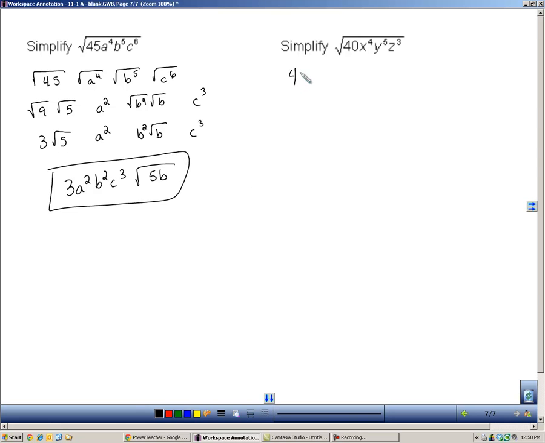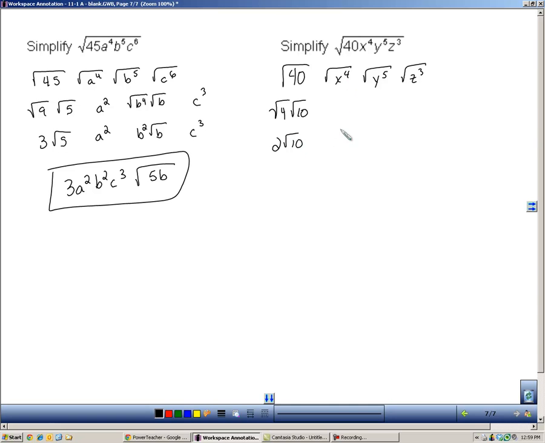Our second one we will break up again. I just think it's easiest to do that, and you can take every letter individually. So what perfect square is in 40? How about a 4 times 10? Square root of 4 times square root of 10 is 2 root 10.